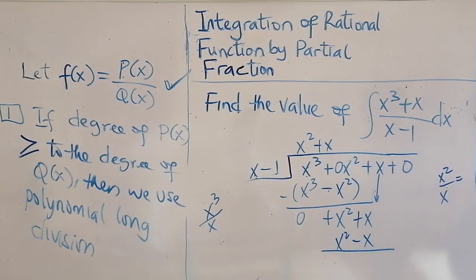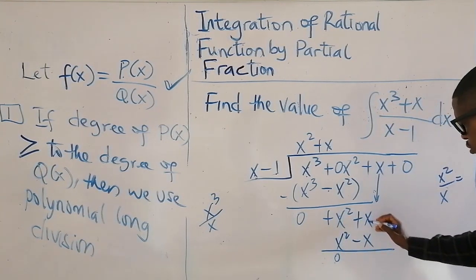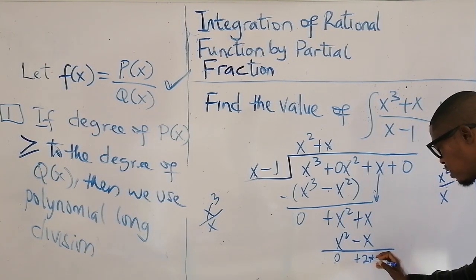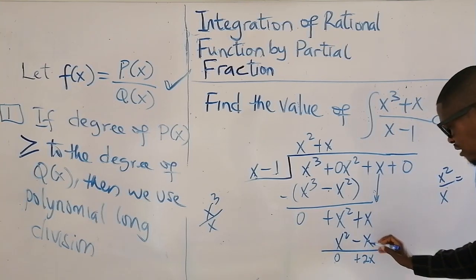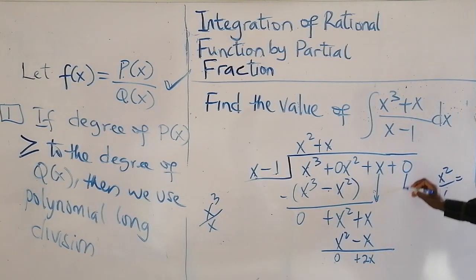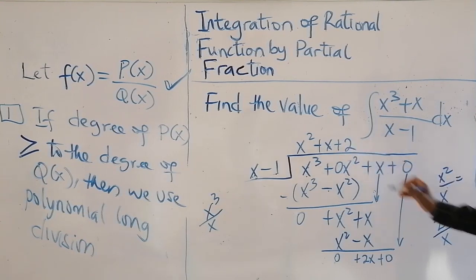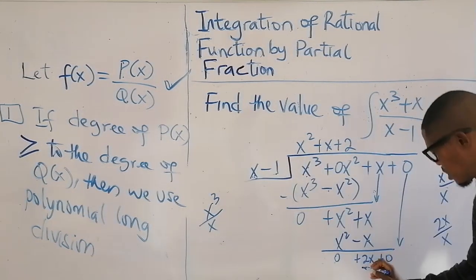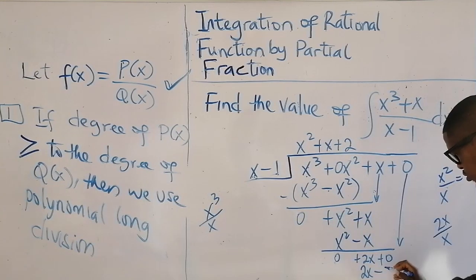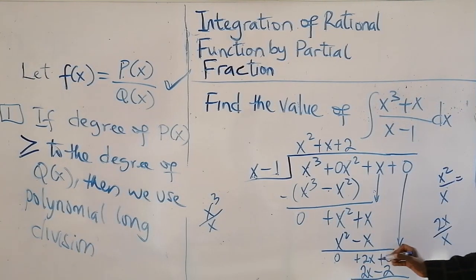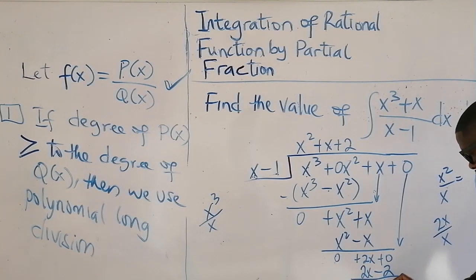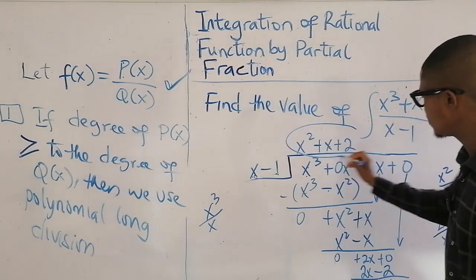Then you can do your subtraction. This one minus this one is 0. This one minus this one: plus x minus minus x is a plus 2x. Then the next constant to bring down is plus 0. Repeat the process also. You have 2x, also divide by your x here. That gives you plus 2. So 2 times this is 2x, and 2 times minus 1 is minus 2. Do your subtraction again. This and this become 0. 0 minus minus 2 is plus 2. So this is what we call the quotient.